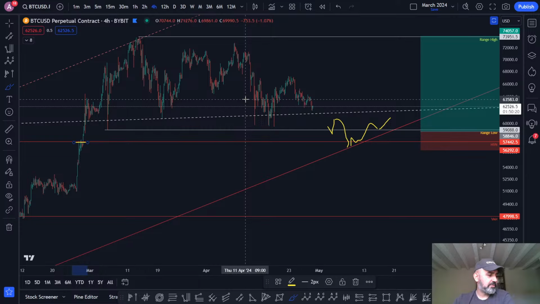Getting a bit of packet loss right now. Don't know why. Sorry, getting a bit of packet loss. Yeah, we'll see how it goes.